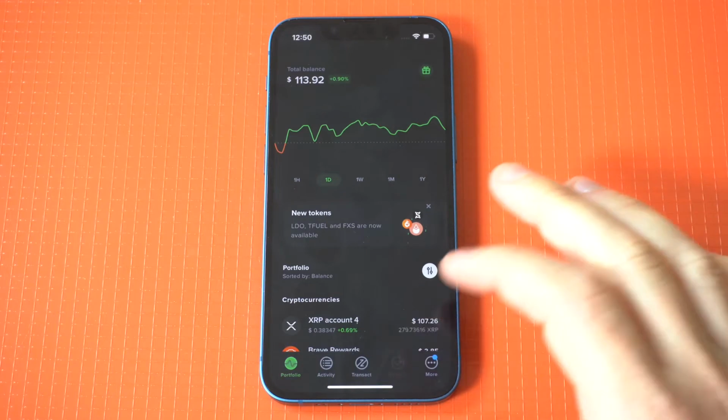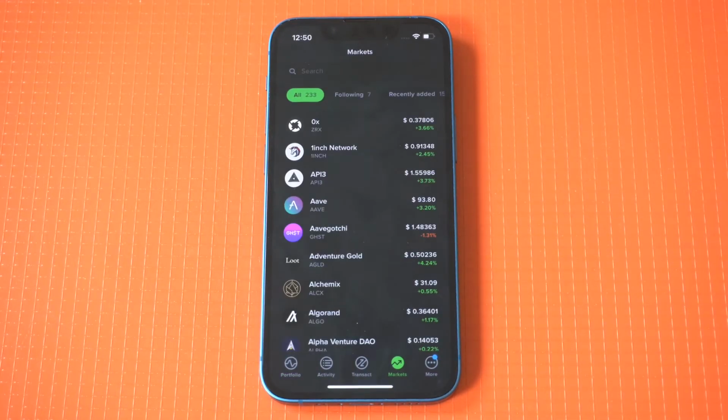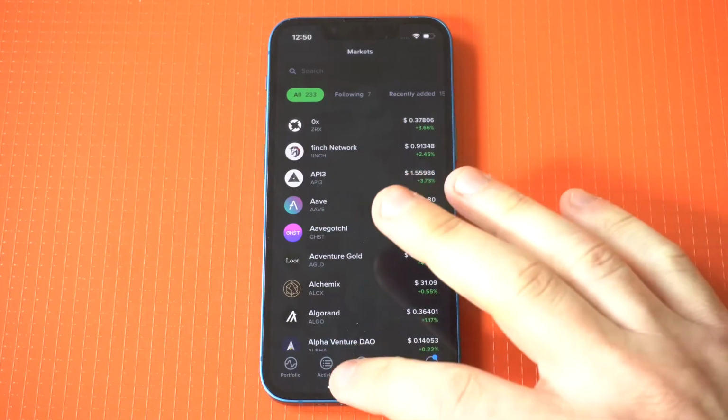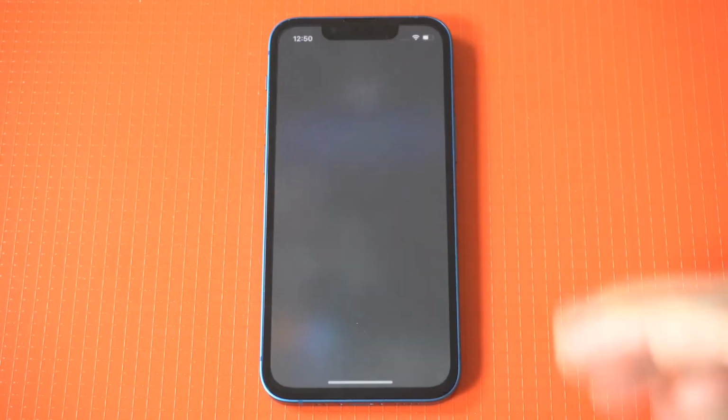Okay, next up, we've got Uphold. Now, Uphold is a really cool crypto exchange because they've got staking rewards where you can earn some passive income, stocks, and some other cool things as well.